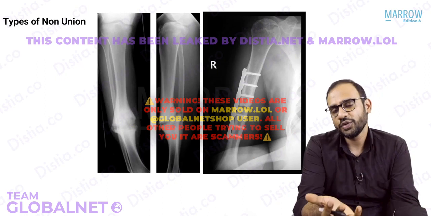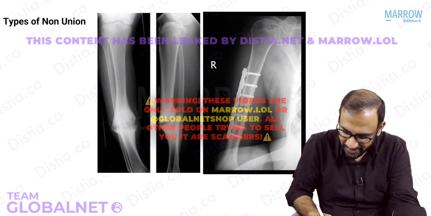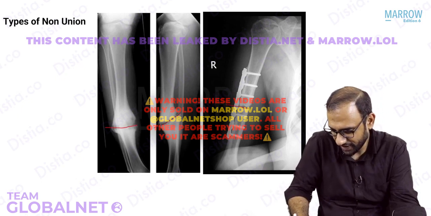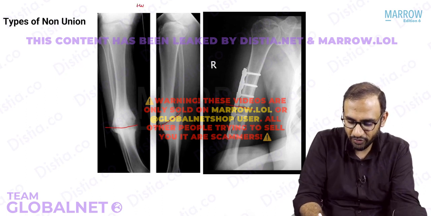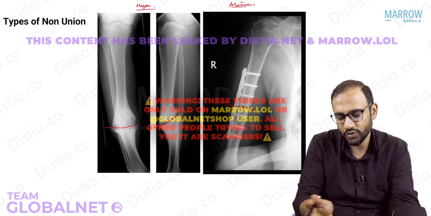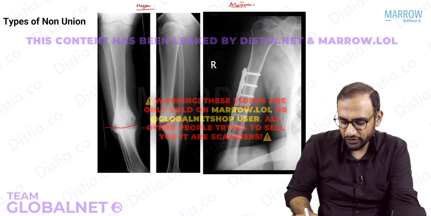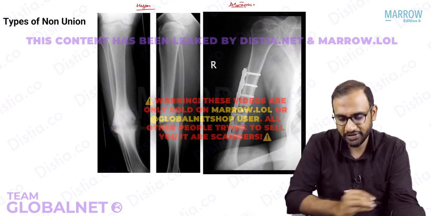So what is non-union? Non-union is basically a fracture whose fracture line is still visible. Listen, here this is hypertrophic non-union and this is atrophic non-union. First, I will show you the similarities between the two, and then I will show you the differences. The similarity is that in both of these non-unions, the fracture line will be visible. Are you able to see the fracture line? Yes, fracture line is visible.